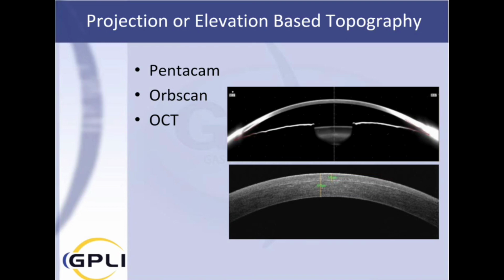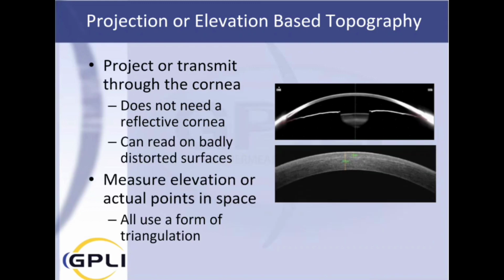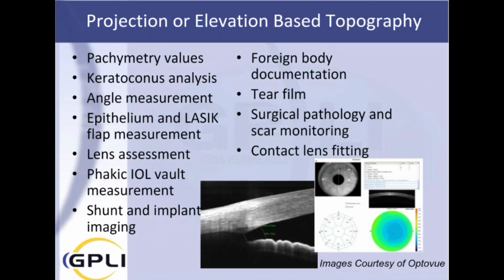Examples of elevation-based topography systems include the Pentacam, the Orb Scan, and various slit lamp OCT units. Elevation-based systems project or transmit directly through the cornea. They do not need a reflective surface in order to capture an image. Therefore, projection-based systems are excellent on highly distorted surfaces. These systems measure actual elevation points in space, determining what is high and what is low.